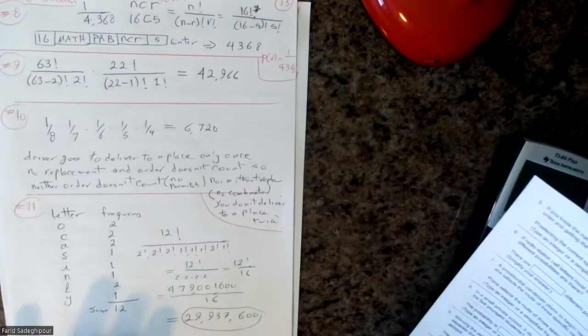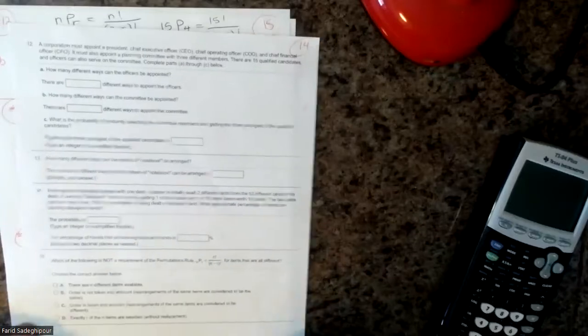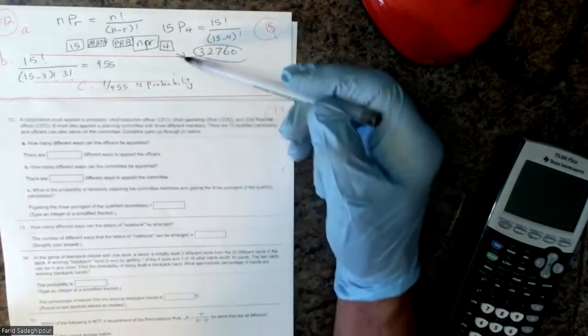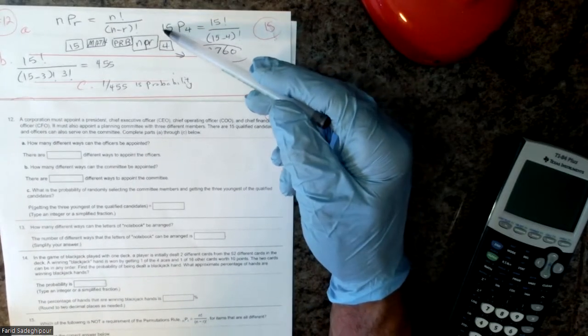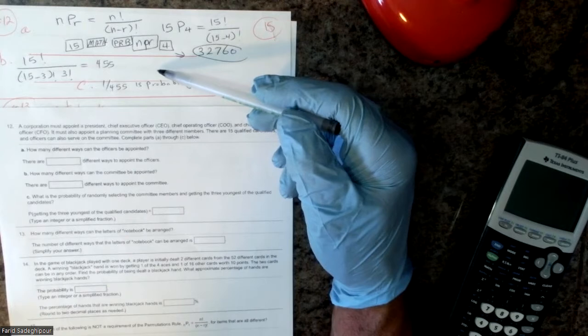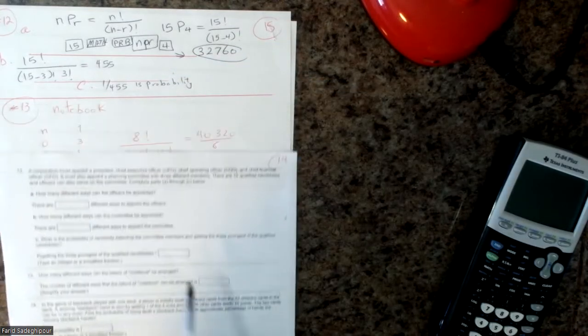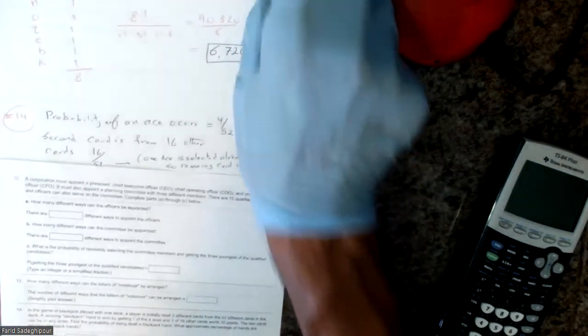Number 11, we have 2 examples very similar to this. That's how you write it. This is an example very similar to the corporation that we had. The first one is permutation. The second one is combinations. How many different ways can the letters of notebook be arranged? Again, you could follow this based on the other examples.